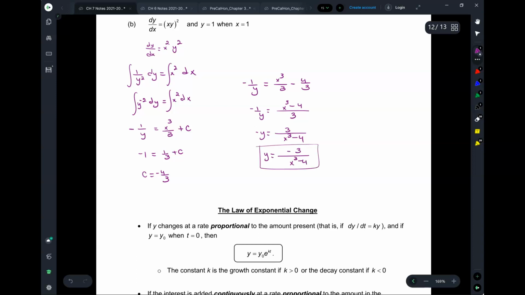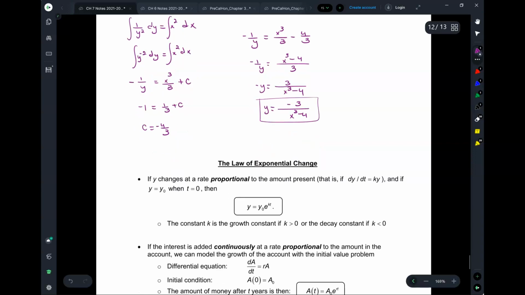As far as domain is concerned, all is good except when the denominator is 0. So basically all you have to say for domain is x cannot equal cube root of 4, and that's good enough.